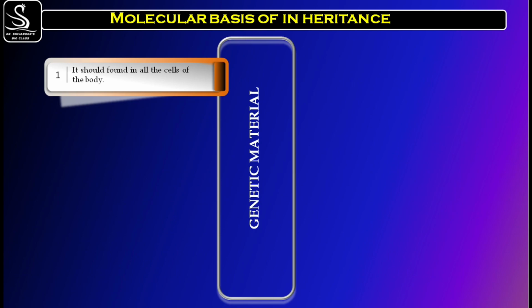But anyhow, it is a challenge for the scientists to know whether the DNA is a genetic material or the protein is a genetic material, whether the DNA is fulfilling the characteristics of the genetic material or the protein is fulfilling all those characteristics of the genetic material. That is what they want to discover. Okay, but whatever that genetic material must be, it should be found in all the cells of the body.